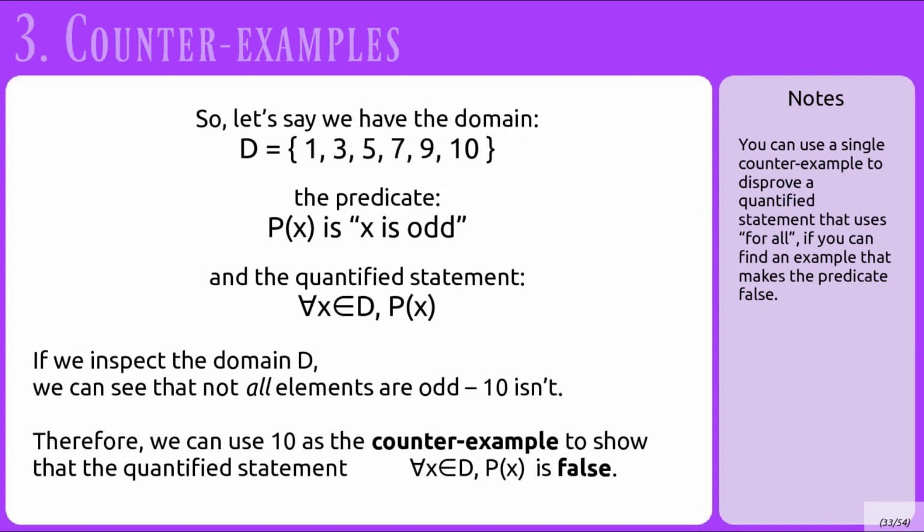So let's say we have the domain D equals 1, 3, 5, 7, 9, and 10, and we have P of x is the predicate, x is odd, and we have the quantified statement for all x in D, P of x. If we inspect the domain D, we can see that not all elements are odd. 10 isn't. Therefore, we can use 10 as the counterexample to show that the quantified statement for all x in D, P of x, is false.